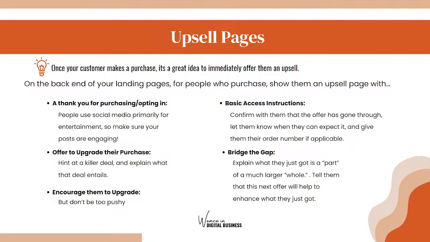Basic access instructions. Sometimes we're really bad as entrepreneurs and business owners of not making sure that all of our copy and instructions are idiot proof, because we take for granted that we know everything. So confirm that the offer has gone through. Let them know what they can expect, all the steps, and give them an order number. So even for me, if any of you have signed up for the 5-day challenge, you'll see on the thank you page, it tells you exactly what to expect. You're going to get an email from us every day. Make sure you verify and accept emails from us so they don't get lost. It lists out everything that you need to do, because it's important for us that we're giving you clear instructions.